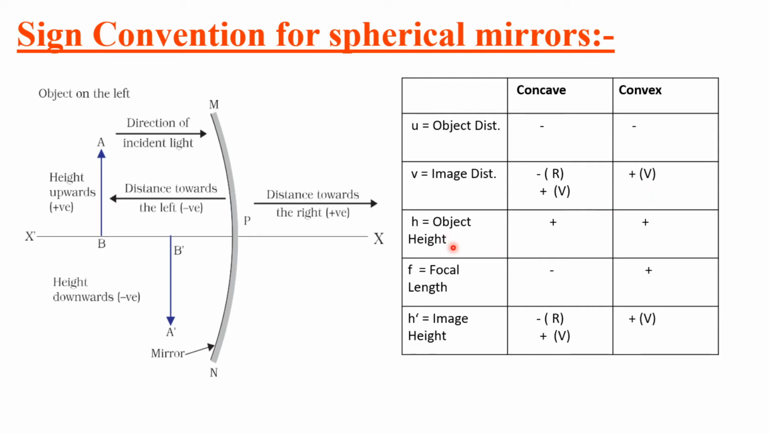The height of the object is taken as positive for both mirrors. Focal length is negative for a concave mirror and positive for a convex mirror. The height of the image, H dash, is taken as negative for a real and inverted image and positive for a virtual image, and it is always positive for a convex mirror.